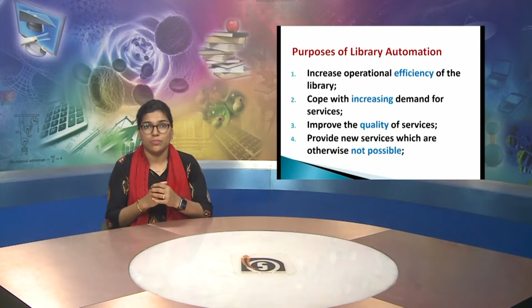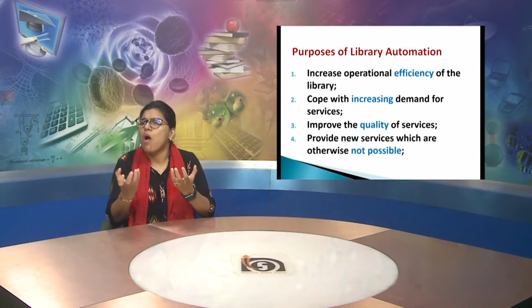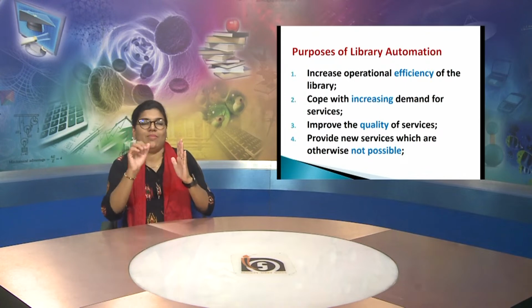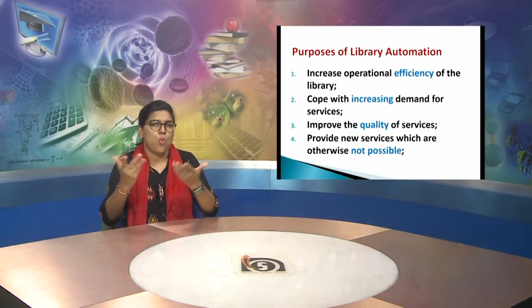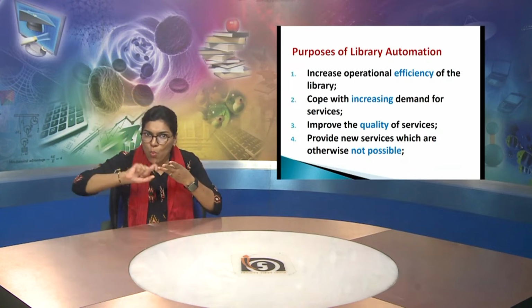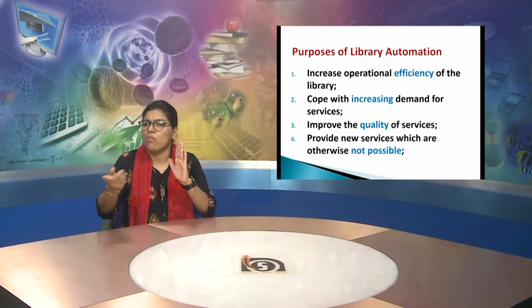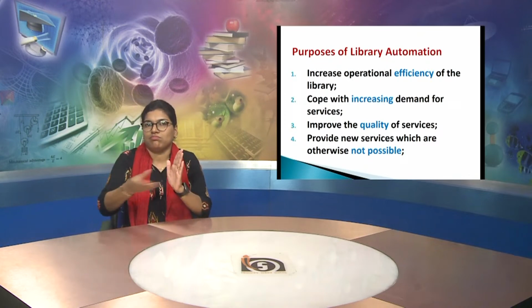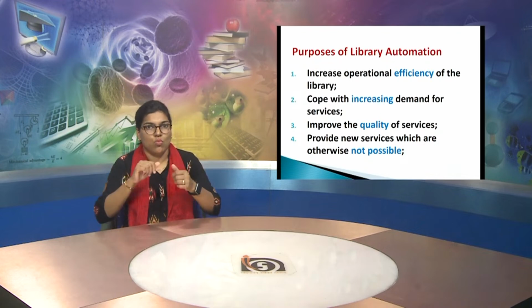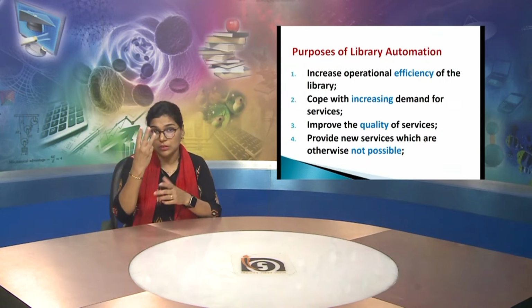So point number 1 explained that to increase the operational efficiency of the library, it is needed. It is the main purpose. And point number 2 explained that to cope with increasing demand for services it is required. As we know, the need of library is increasing, so is the demand for its services. So, automated services help solve the queries of users.